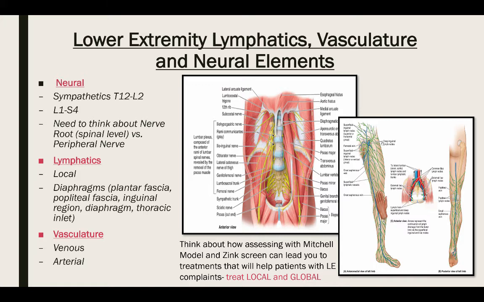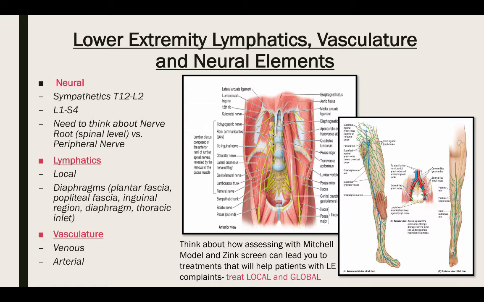So when we're thinking about the lower extremity lymphatics and vasculature, we're going to be thinking about sympathetics coming from T12 to L2, so that's always a great board question, and then innervation from L1 through S4, and always be thinking about the nerve root versus the peripheral nerve, which we'll get into a little bit at the end. And then lymphatics, of course, you're going to think about local lymphatics and then always thinking about the diaphragm.